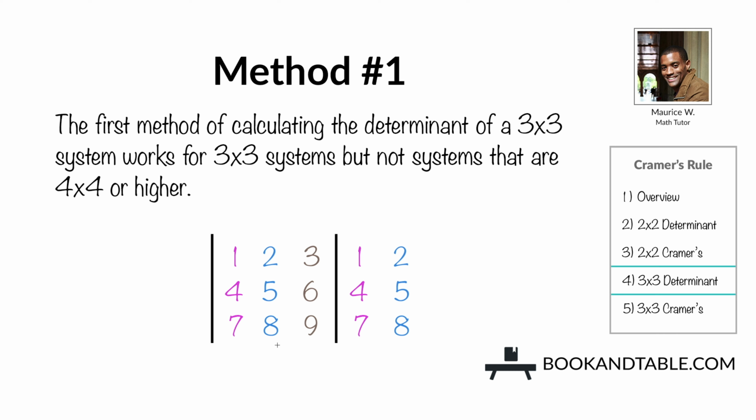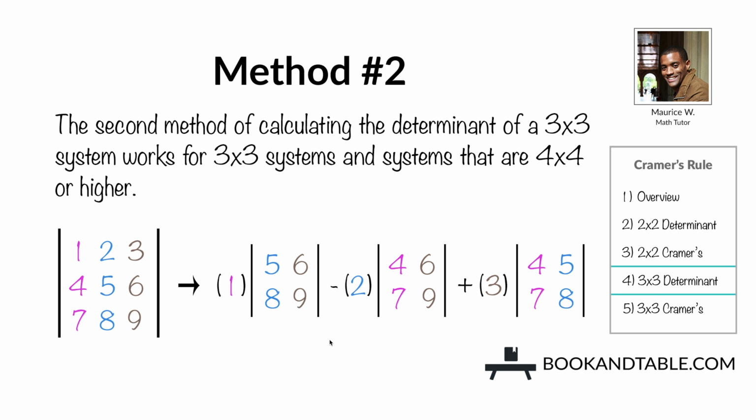So the method we just saw, we start with a 3x3, and then we rewrite columns 1 and 2 to the right of it. And from here, we multiply the numbers going down to the right and add those products. And then we multiply the numbers going up to the right and subtract those products. And this is the process we use for Cramer's rule for the first method to find the determinant. But since we cannot use this method for anything but 3x3s, we want to have a second method that we can use for both 3x3 systems and systems that are 4x4 or higher.